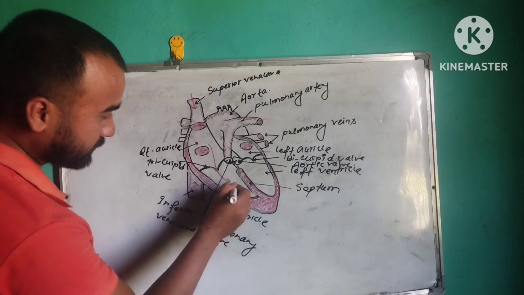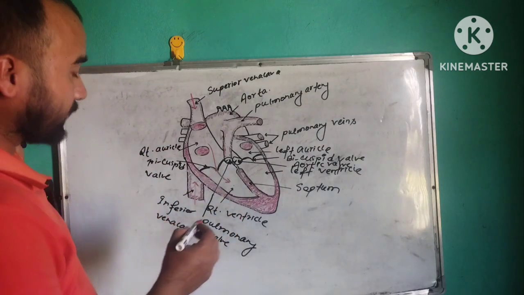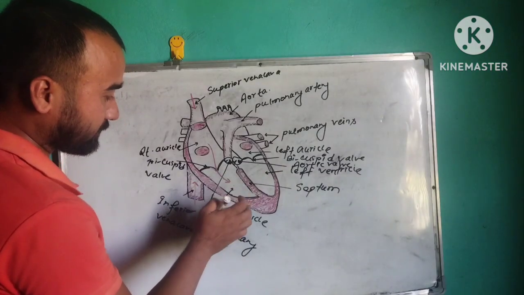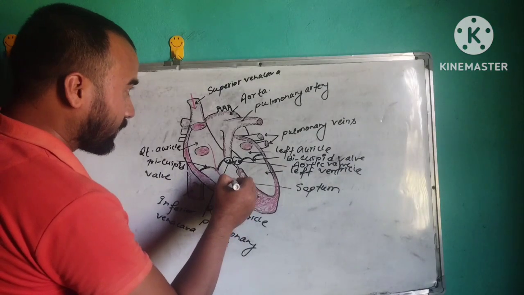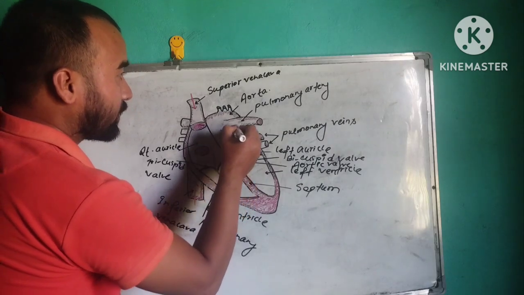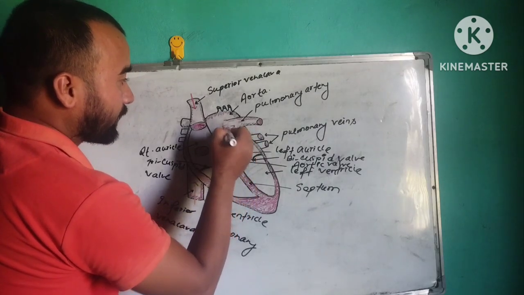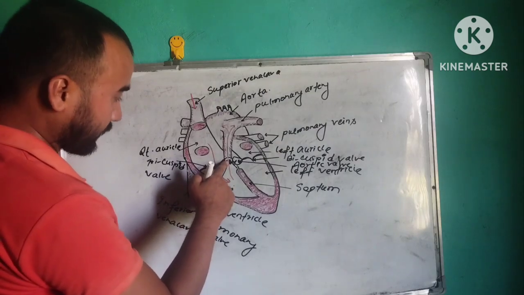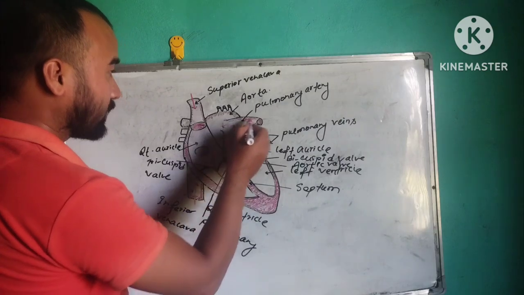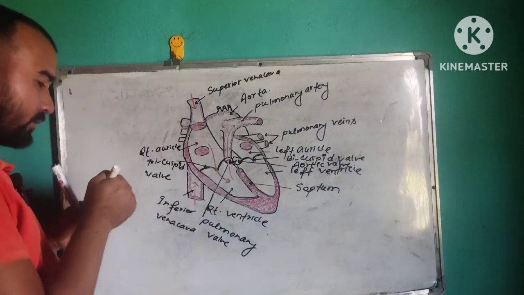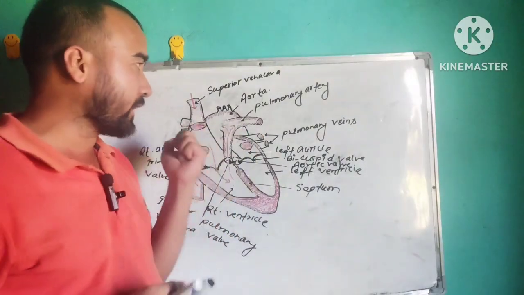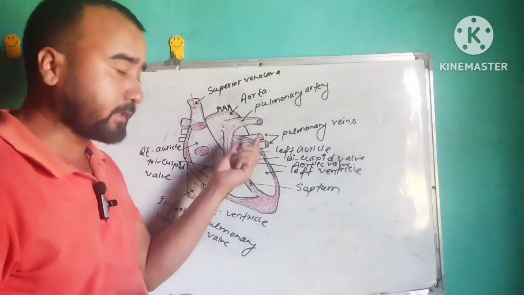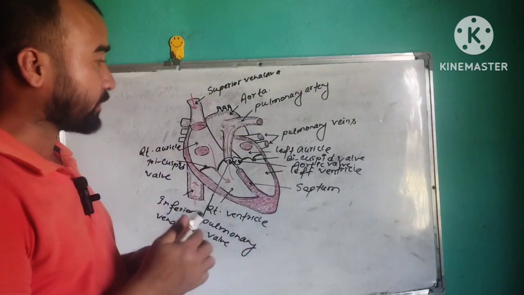Right ventricle. This one is the right ventricle, and when the muscles of the right ventricle contract, the blood passes to the pulmonary artery through the pulmonary valve. Here is the pulmonary valve. Through that pulmonary valve, the blood passes to the pulmonary artery. And you know that all the arteries carry pure blood except the pulmonary artery. The pulmonary artery carries impure blood.